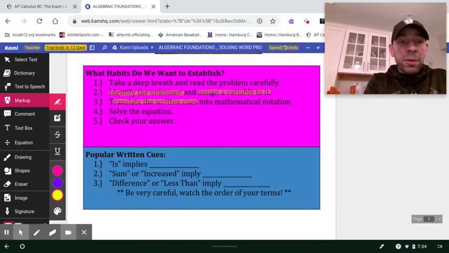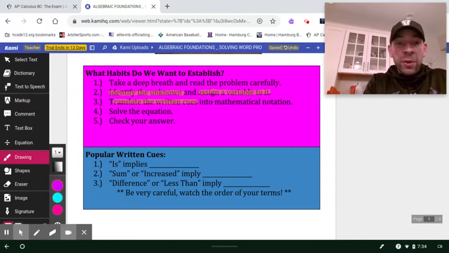So what are some popular cues that we're going to run into? If you see the word is, that implies equals, okay? That's a nice one. If you see the word sum or increase, that implies addition. And if you see the word difference or less than, that implies subtraction. Now, words to the wise there, we're going to be very, very careful, and we've got to watch the order in which we're subtracting those two terms.